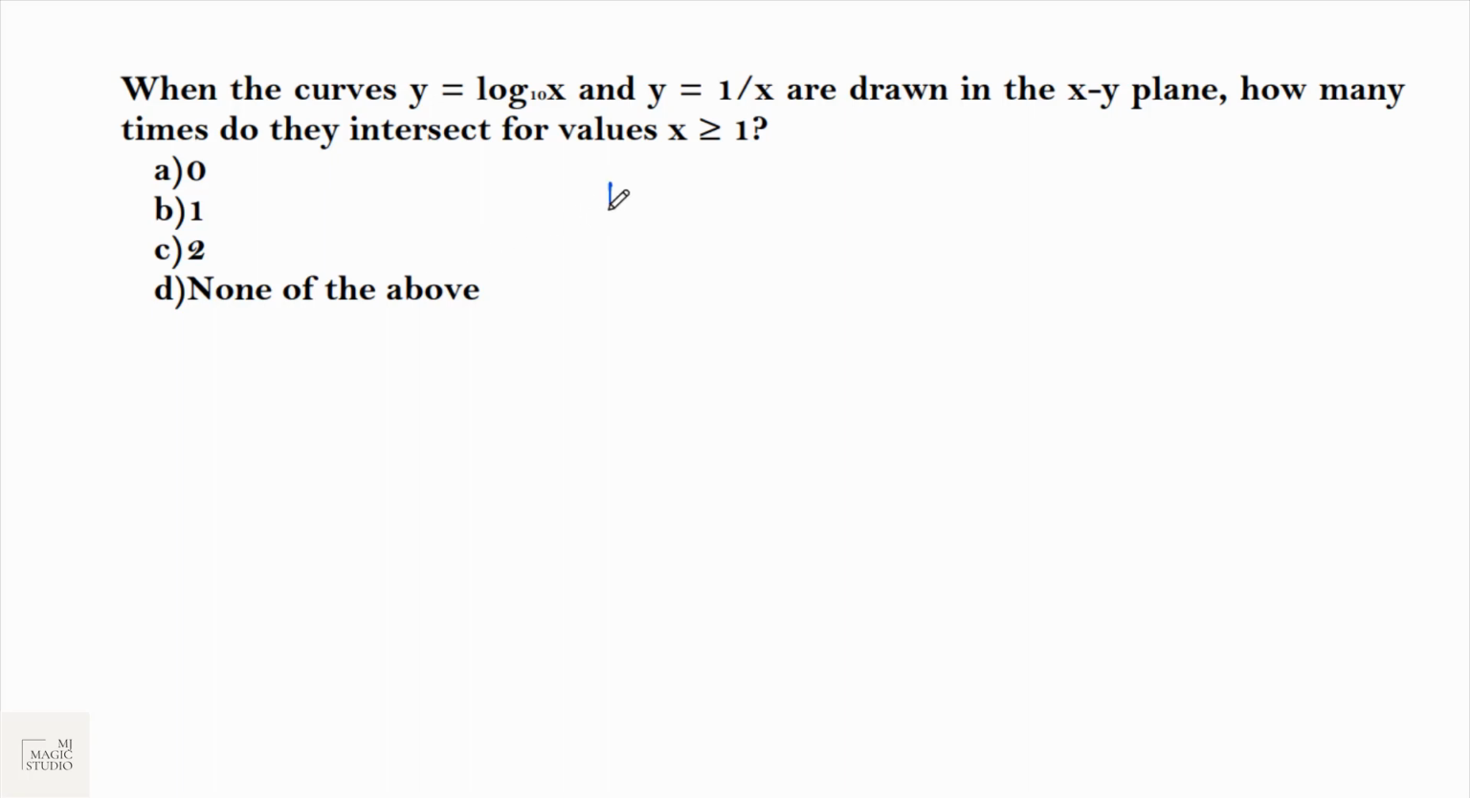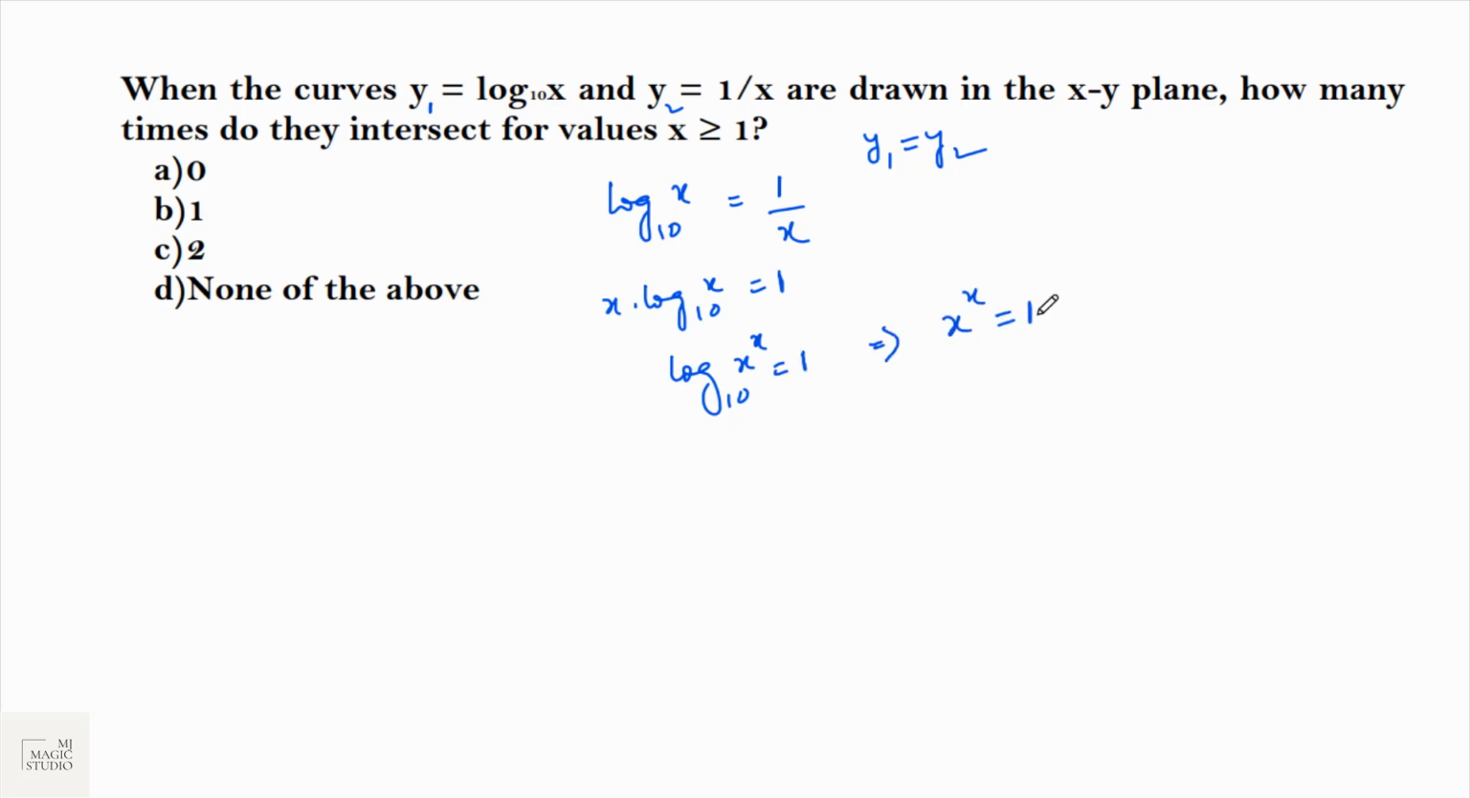The intersecting point can be calculated with the help of log x base 10 is equal to 1 by x. If this is y1, this is y2, the intersecting point we can calculate where y1 is equal to y2. Now it is x into log x base 10 is 1. So log x to the power x base 10 is 1. This will give us x to the power x is equal to 10.